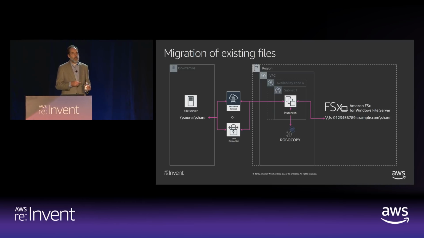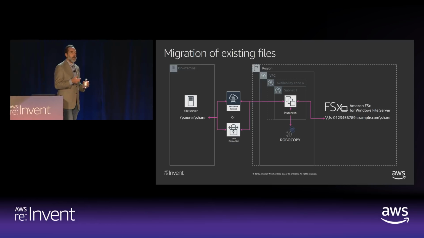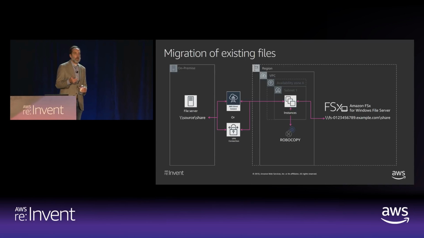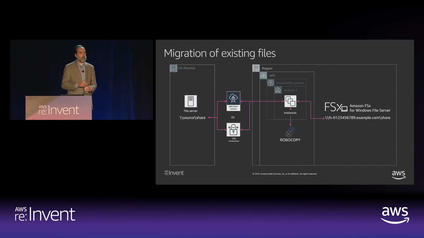So you're not alone if you have a lot of data on-prem or somewhere else that you need to go ahead and migrate over to Amazon FSx for Windows File Server. So this is one architecture you could deploy in order to get that over. Again, you would have a VPN connection or a Direct Connect. You would spin up an instance or instances within a VPC within AWS. You would run an application, say Robocopy, which allows you to have multiple threads running to copy data from on-prem over to your FSx for Windows File Server here in the cloud.